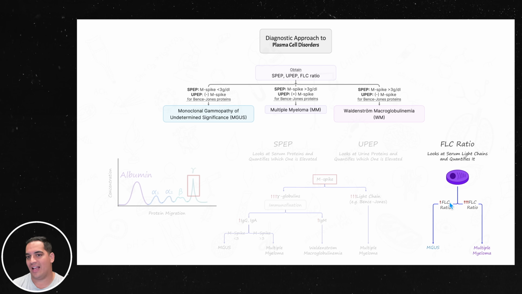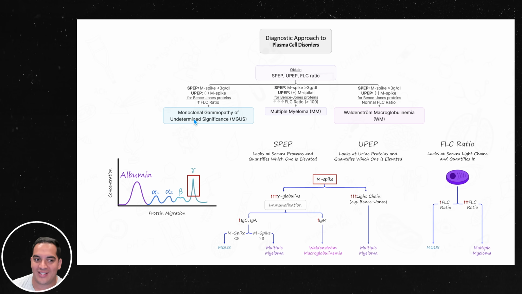And usually we say if that ratio is greater than 100, that's highly suggestive of multiple myeloma. So a mildly elevated free light chain ratio could be seen in MGUS. So when we put all of this together, if I say a mildly elevated one, cool. But if I say this thing is huge, greater than 100, we highly associate that with multiple myeloma. Normal is Waldenström's. We've added layers to this, okay?